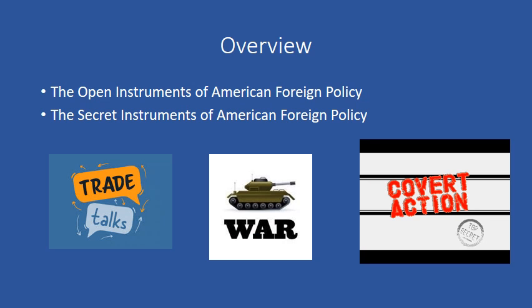There are two types of instruments that Americans have for foreign policy. One is an open one, and one is a secret one. The open one is one that everybody can know about. It's not classified like the secret ones are. And the three that I'm going to be talking about in this presentation are the open instruments of trade and war, and the secret instrument of covert action.